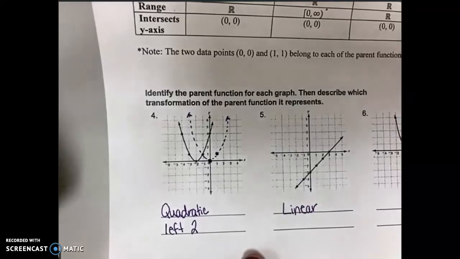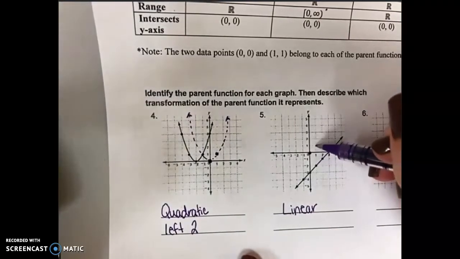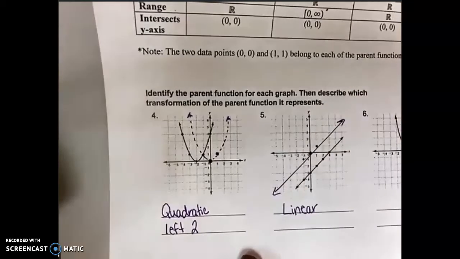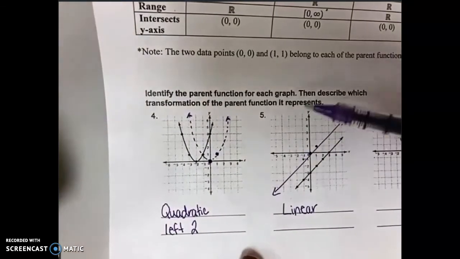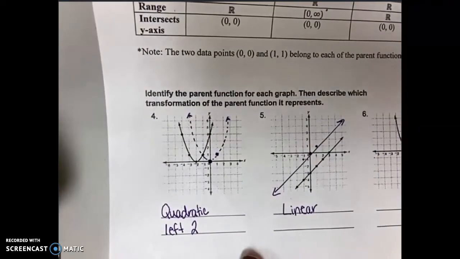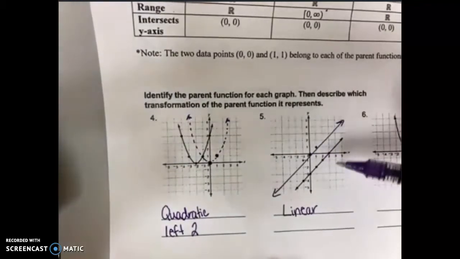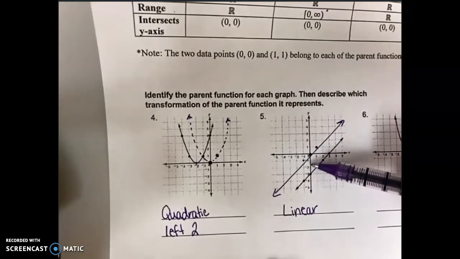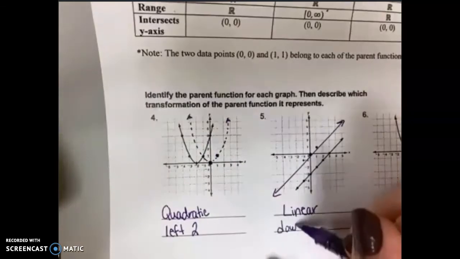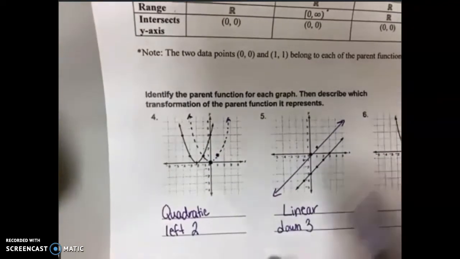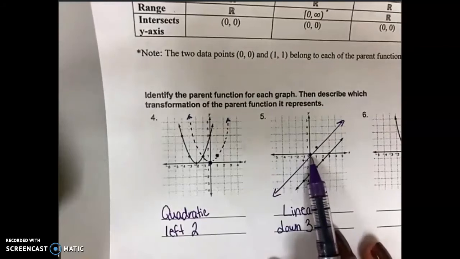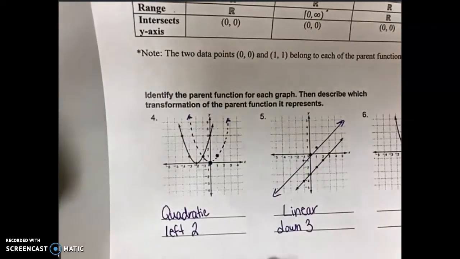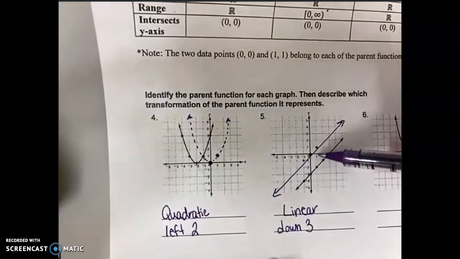And now I want to write what the transformation is. So I'm just going to quickly sketch my parent function. It's going to look something like this. There's actually multiple answers that you could put here. It just depends how you see it. When I take a look at this, I see it as moving down 3. Okay, so 1, 2, 3. Yep, it looks like it's moving down 3 to me. However, you may notice it could also work if you would say it looks like it's moving right 3. Or some people might even say it's moving right 1 and down 2.